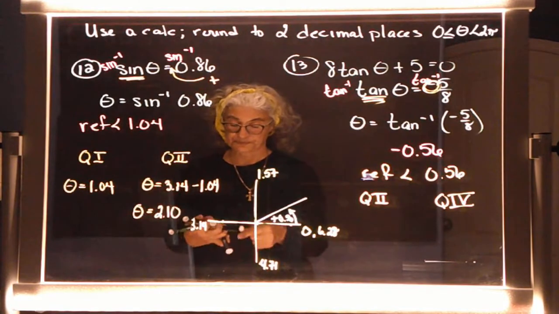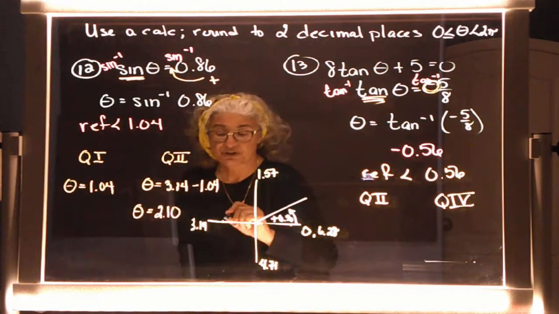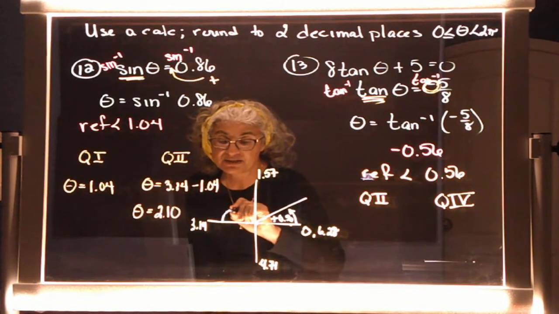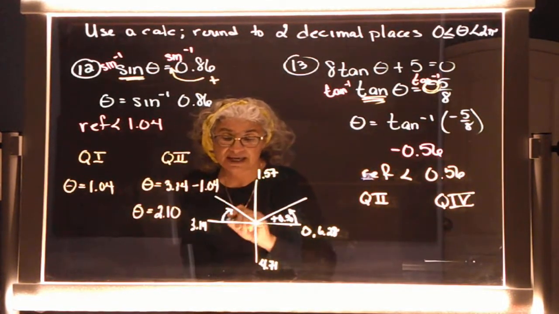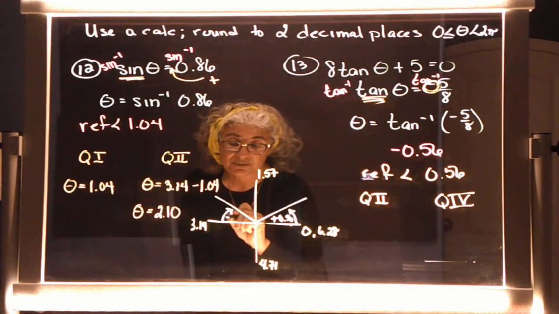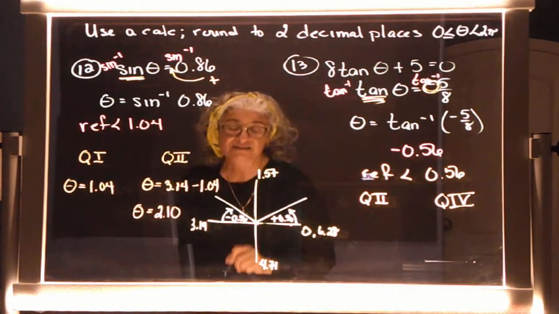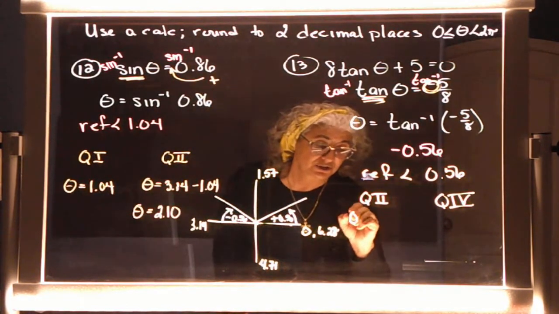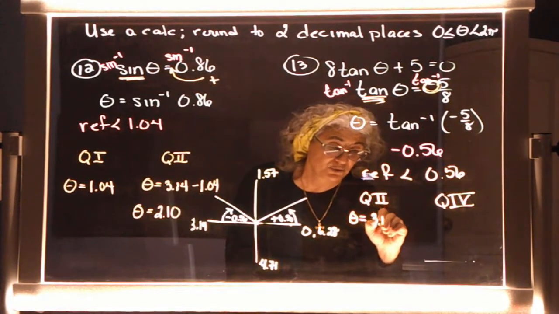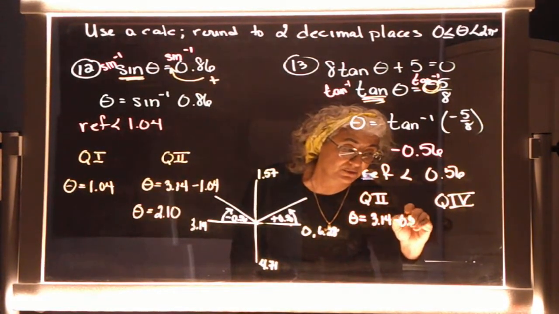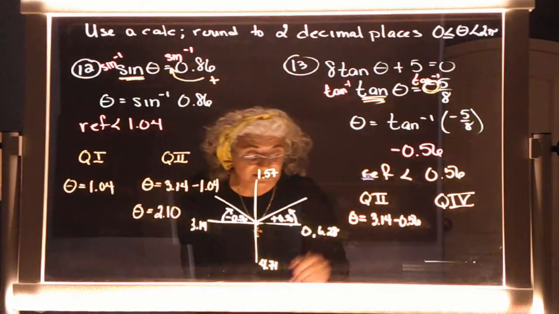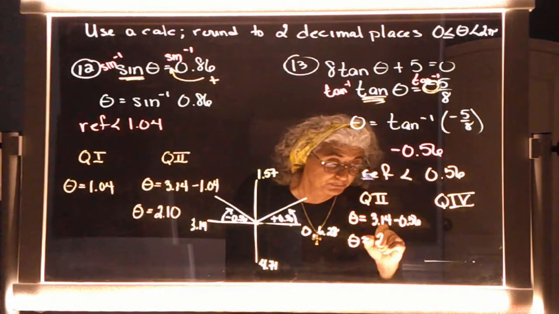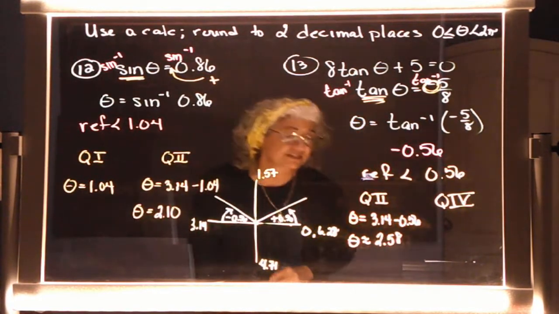Quadrant 2. I'm going to go from the x-axis, because reference angles are always from the x-axis. I'm going to go into quadrant 2, and when I go in this direction, I'm going negative 0.56. So to figure out the quadrant 2 answer, you're going to take 3.14 and subtract 0.56, which gives me theta is approximately 2.58.